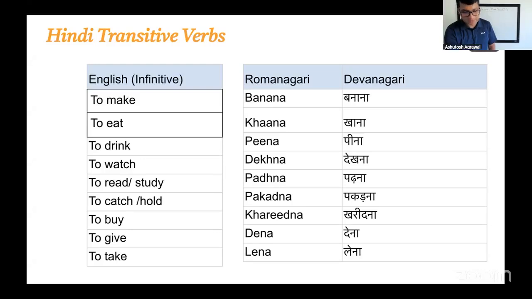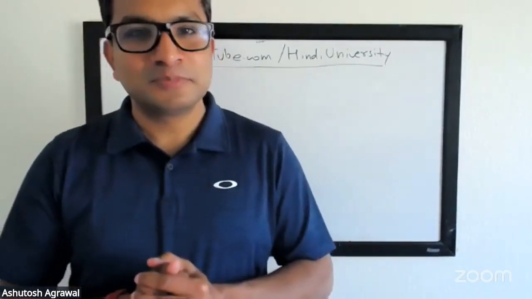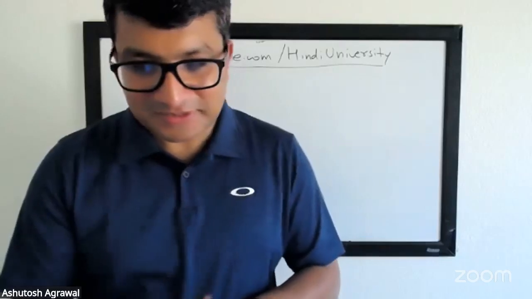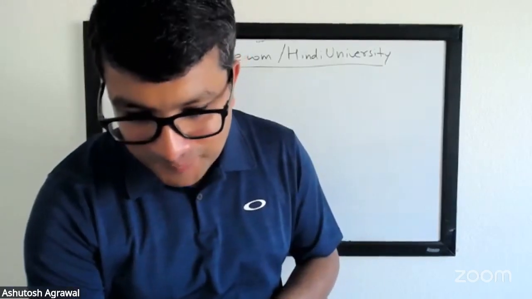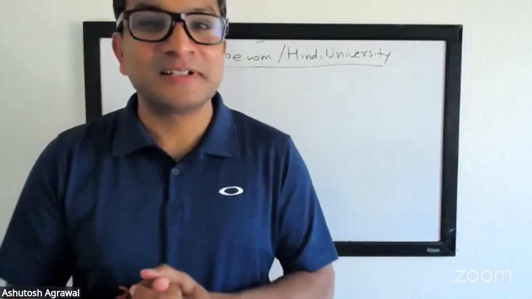They're both transitive. Wonderful. So as most of you pointed out, all these verbs require an object to act on. Verbs which require an object are called transitive verbs. Any questions, anyone? Anyone want to give examples of more transitive verbs? Feel free to unmute yourself and give an example, or maybe you want to test it out.